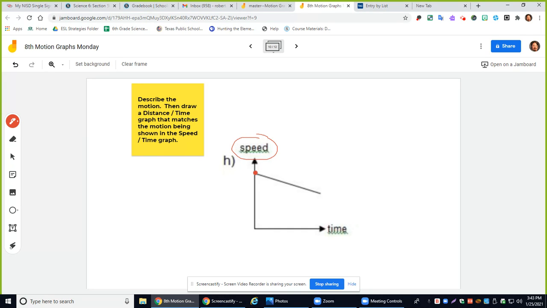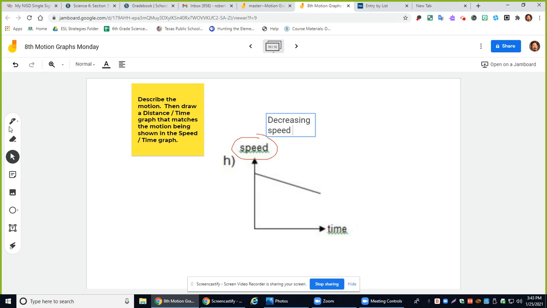Okay, so what can we say about the speed here? We can say that it is slowing down, or a decreasing speed. Okay, very good. So yes, this one is decreasing speed.